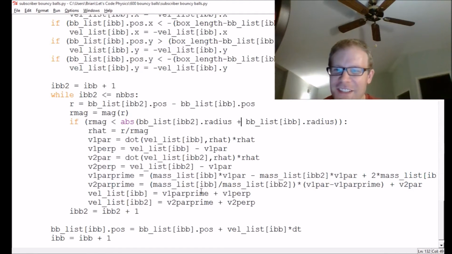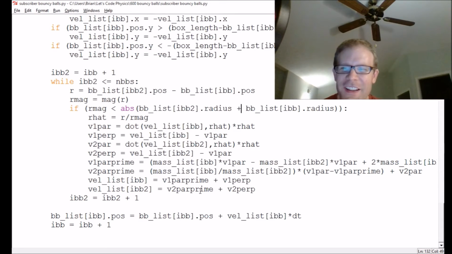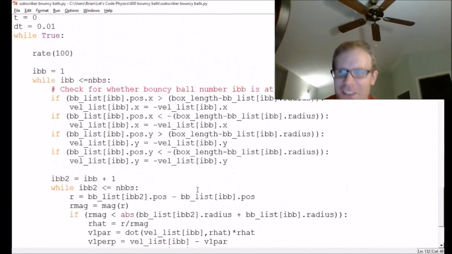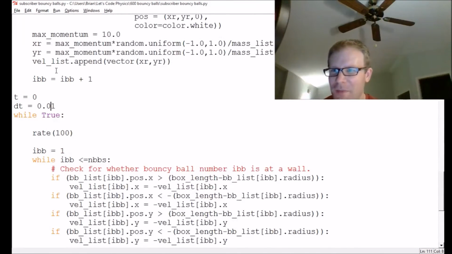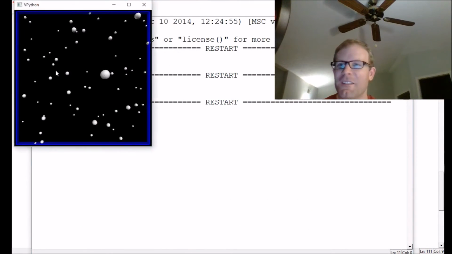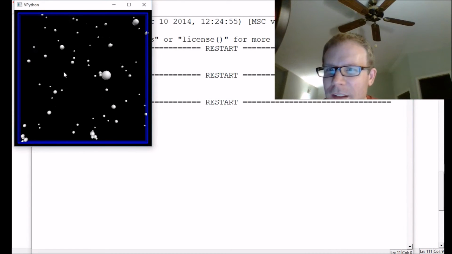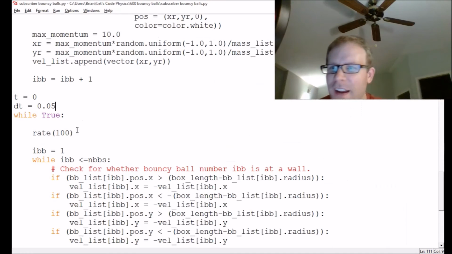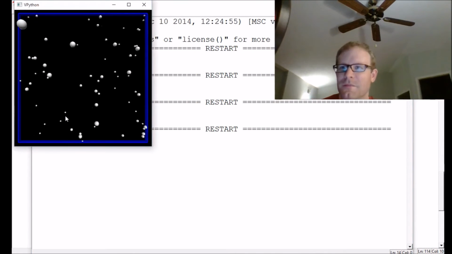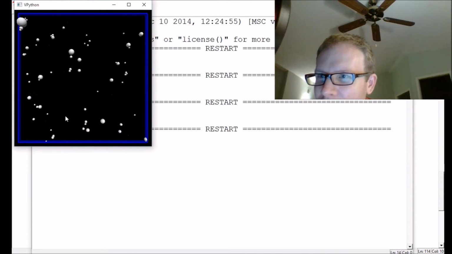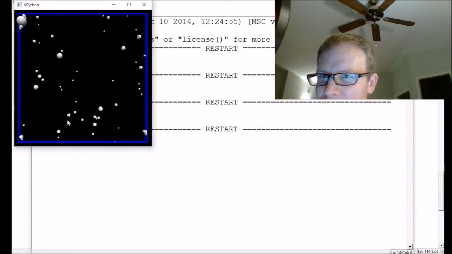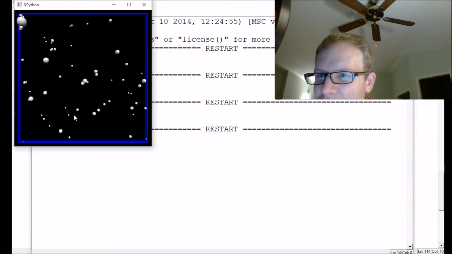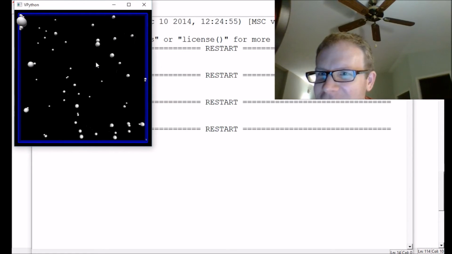I think the answer to that is going to be to change our time step by a little bit. Let's multiply that by a factor of 5. Okay, that's got a little bit. So they're moving a little bit faster now. So let's actually decrease the rate by a factor of, let's decrease it by half. Okay, I'm seeing more collisions and I am seeing them stick together.